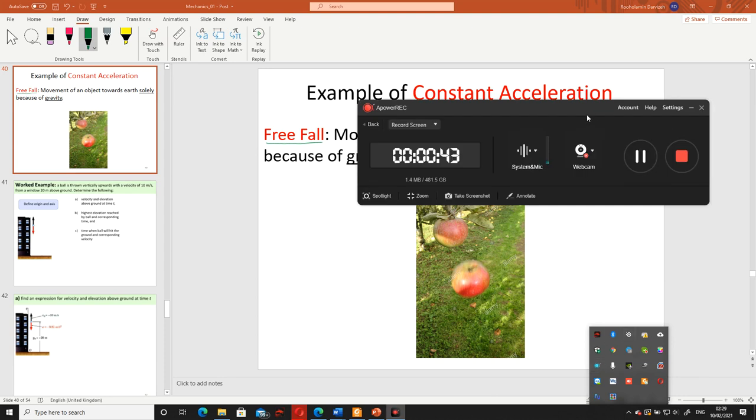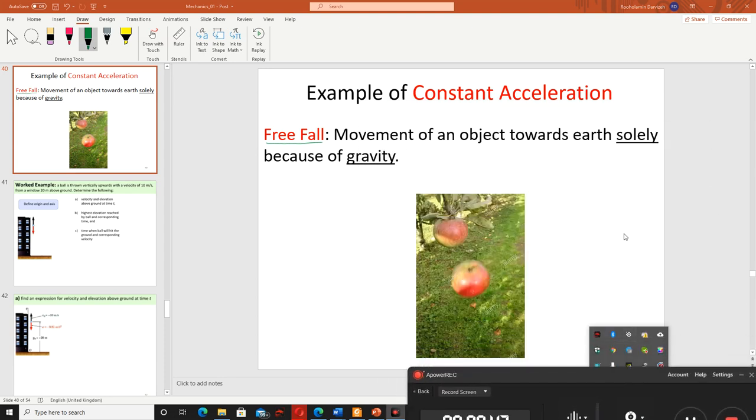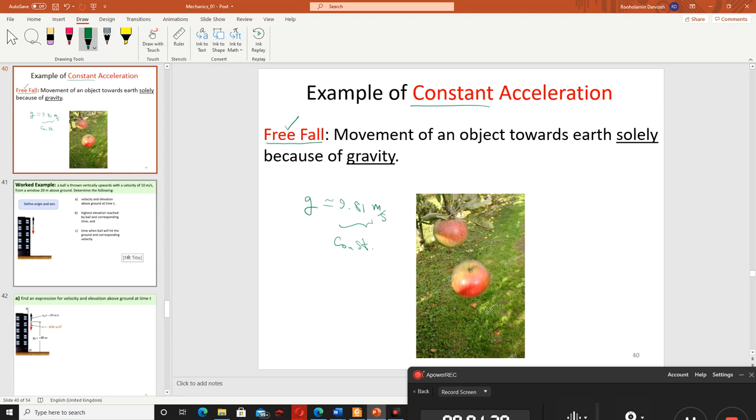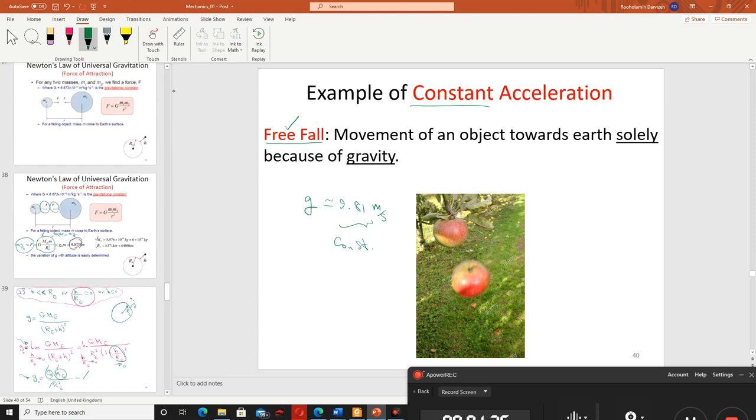The only thing we should check is whether our acceleration is constant or not. And we know for free fall, the acceleration is the gravitational acceleration, which is approximately 9.81 meter per second squared. And this is a constant value. Then the acceleration is constant. The path of motion for free fall is a straight line. And therefore we can use the formulation we developed in the previous sections.